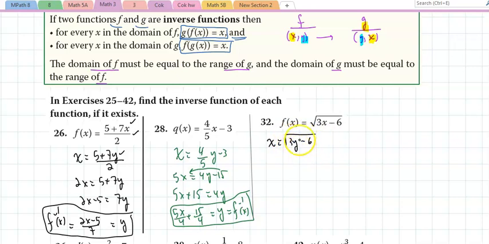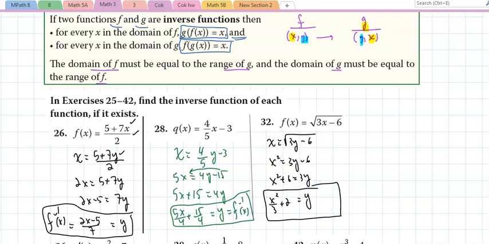Well, how do you solve for y? Square both sides. Move the 6 over. And divide by 3. But then you go, wait a minute. I can't label that as an inverse. And why is that? That's not 1 to 1.